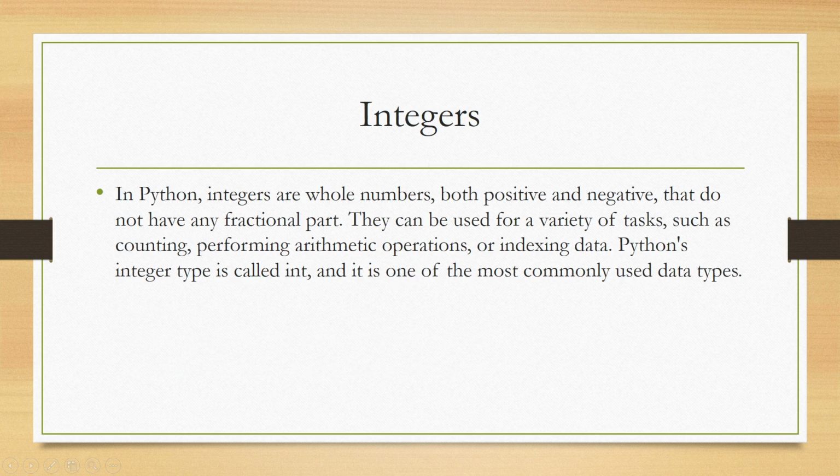Integers are whole numbers, both positive and negative. They don't have any fractional part. For a variety of tasks, we use them for counting, performing arithmetic operations, and also indexing. I'm going to introduce these operations in our coming tutorials. Python's integer data type int is one of the most commonly used data types. We have another one that accepts decimals, which is called float. I'm going to teach you how we can use them.